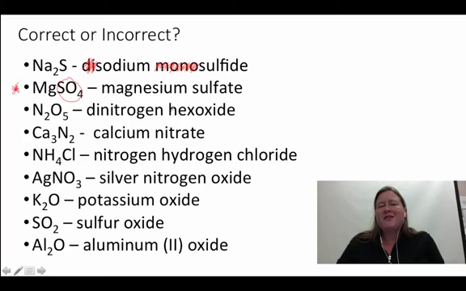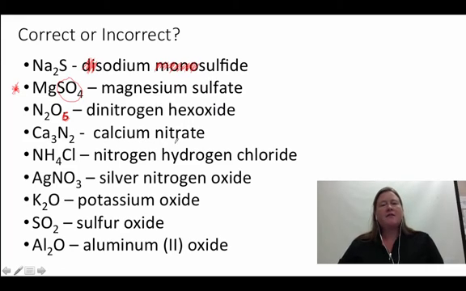So I'm going to change the name, or maybe I'll just change the formula. It might be easier to do that. So in order for this to be dinitrogen hexoxide, this needs to be a 6. Or I could have changed the name to dinitrogen pentoxide. Okay, looking at the next one, we have a calcium and we have a nitrogen.